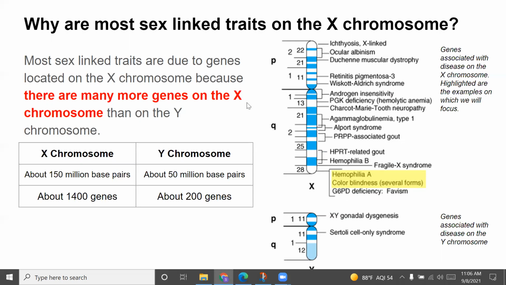Don't worry, boys, you have an X chromosome, so you don't have to miss out on all those genes. Then you are more likely to be affected. Well, you will be affected.